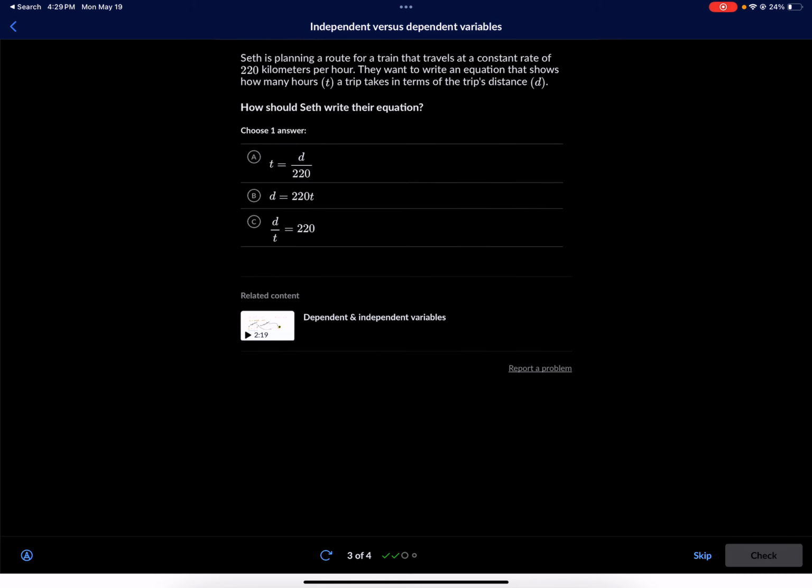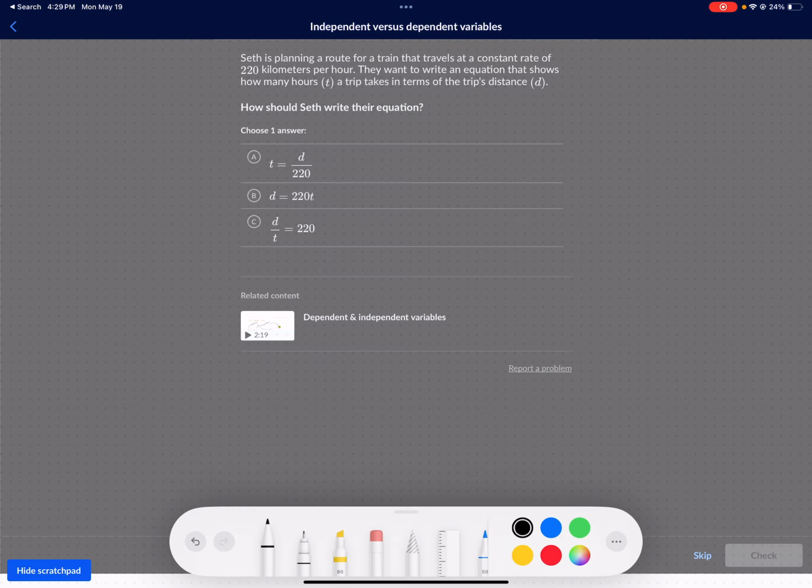Okay. Seth is planning a route for the train that travels at a constant rate of 220 kilometers an hour. They want to write an equation that shows how many hours a trip takes in terms of the trip's distance. So in terms of this means that we're following the distance. So whatever is first will usually be dependent, but you just have to read it a little bit. So we know that D is going to be the independent variable, and then T is going to be our dependent. So whatever D is, that'll control what T is.